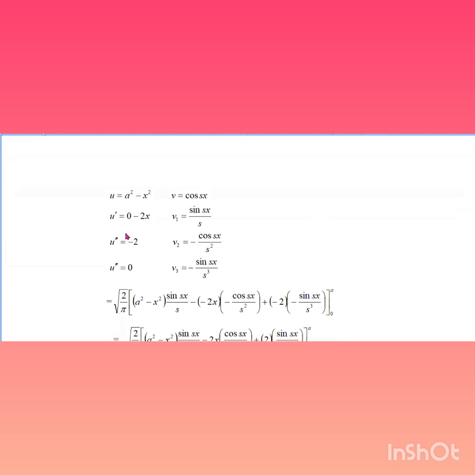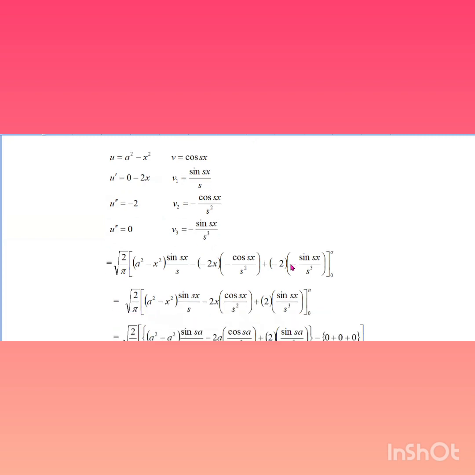So u dash is equal to one time differentiation, a square minus x square, minus 2x; u double dash is minus 2; u triple dash is 0. So here v is equal to cos sx. v1 is equal to cos sx, you have to integrate: sin sx by s. v2 is equal to sin sx by s, you have to integrate again: minus cos sx by s square. v3 is equal to minus sin sx by s cube.